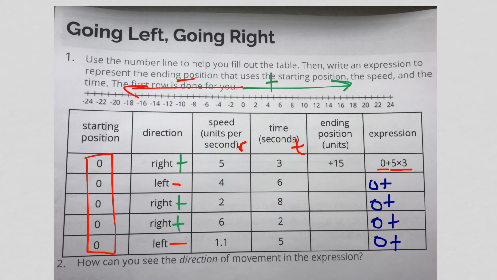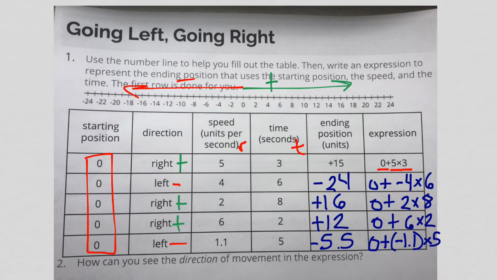Okay, so on the second row, it says we went left 4 units per second for 6 seconds. So because we're going left, we're going to go a negative 4 units per second. So we're going to do -4 times 6. -4 times 6 is -24. Adding that to 0 puts us at -24 for our ending position.